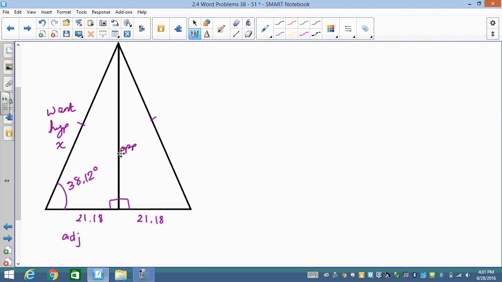I don't care about this side. I'm just identifying my opposite, adjacent, and hypotenuse. So since I have adjacent and I want the hypotenuse, we are using cosine. So cosine of 38.12 degrees equals adjacent, which is 21.18, over my hypotenuse.